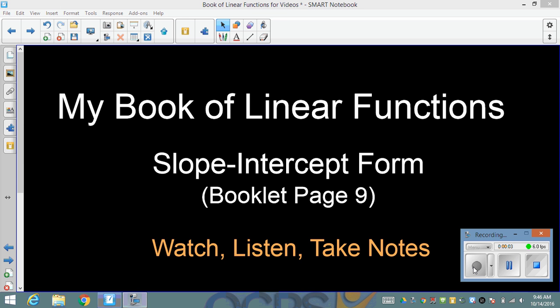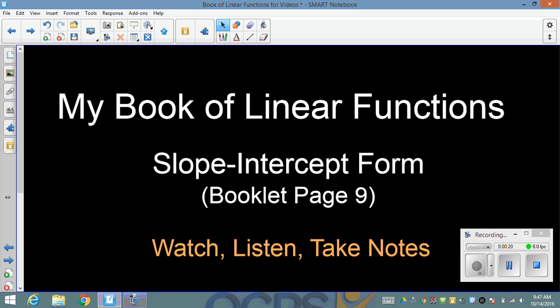In this video, we are going to continue graphing our linear functions. This time we are going to use our slope-intercept form. This is my favorite form because it's the easiest one to use. As always, you are going to watch, you are going to listen, and you are going to take notes on your booklet, page 9.